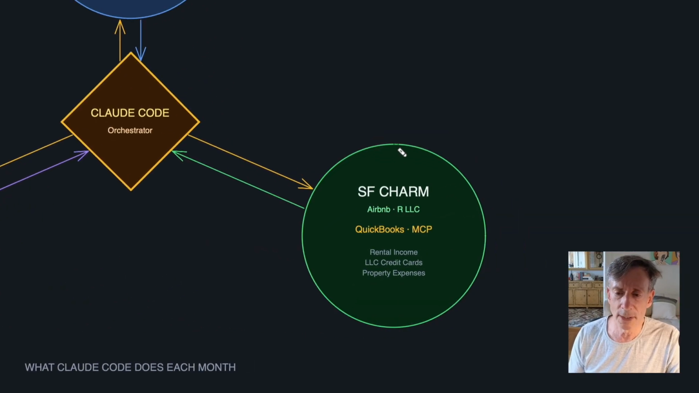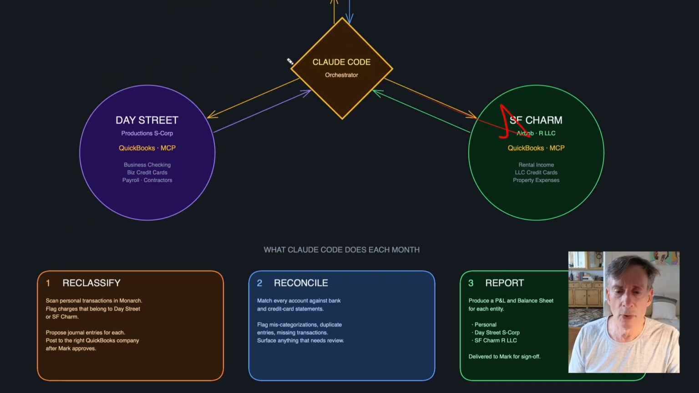And then we have a separate Airbnb business. That Airbnb business is an LLC, and it has a separate QuickBooks company. Now, the cool thing about QuickBooks is they publish an API. And there's a third-party MCP server that talks to that API, so you can have Claude Code talk to both of these. That's what's cool.